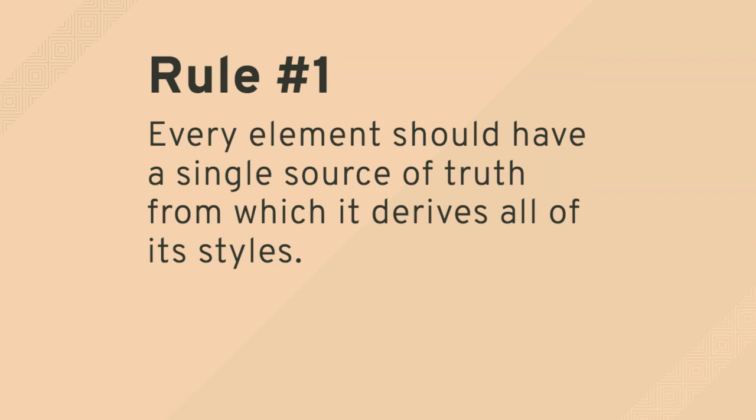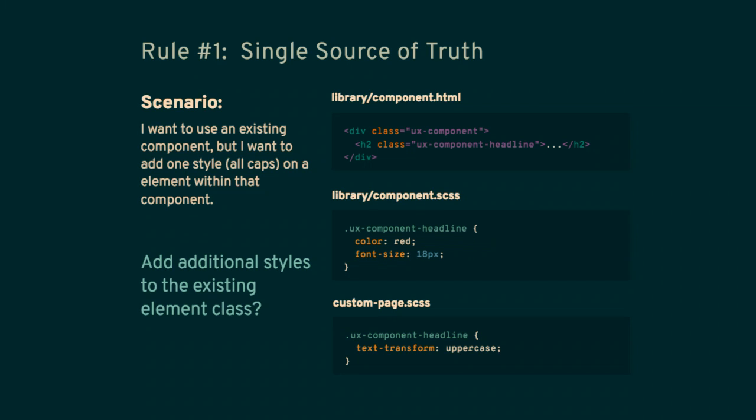Rule number 1: every element should have a single source of truth from which it derives all of its styles. I like to give scenarios because it's really easy to talk about a rule and what you should do, but then you run into scenarios where you ask, but what if I need to do X? If you have an existing component with existing styles and you want to add one difference in style, maybe all caps in a particular use case, how do you accomplish that?